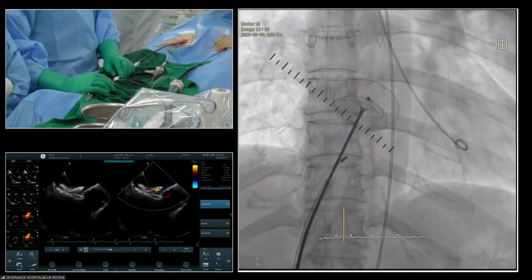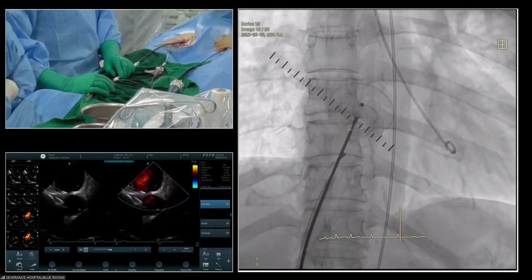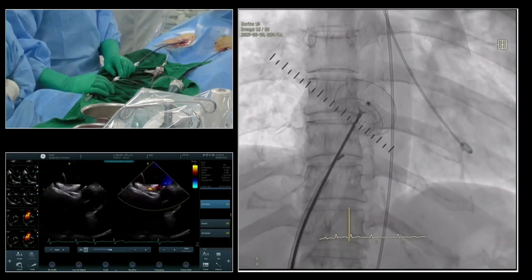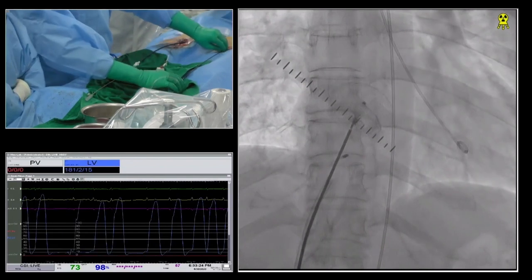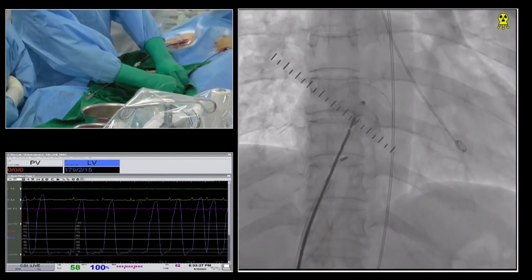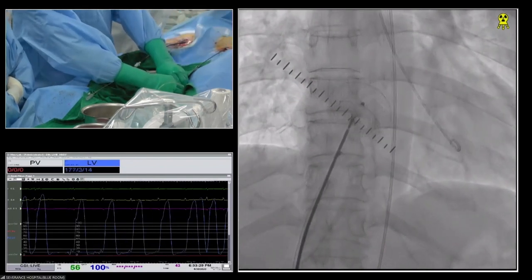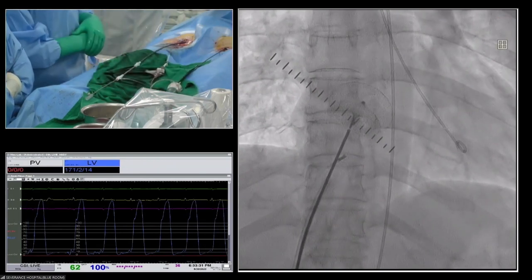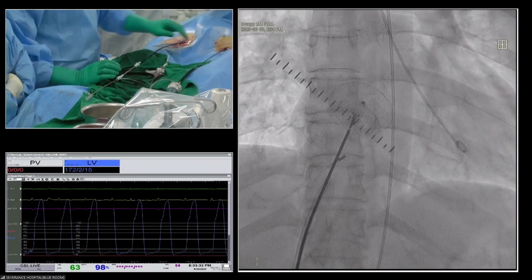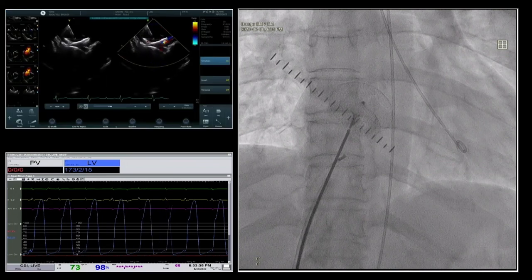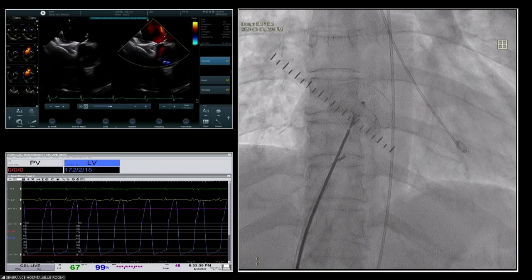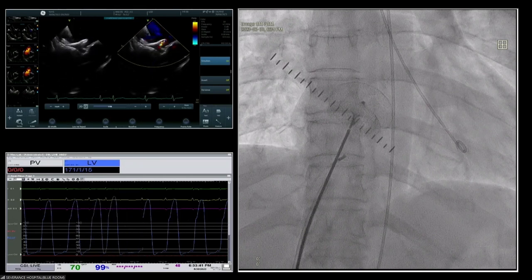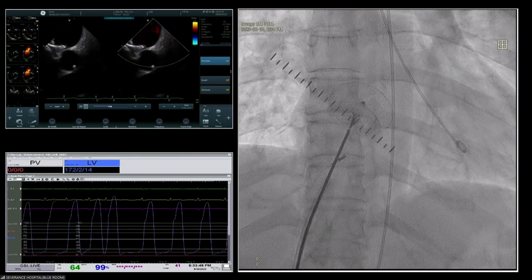And what about the LV end-diastolic pressure? Is it acceptable? Okay, I think so. Wow. What do you think, Hide? Yeah, it's so beautiful. And Peter Jatra and Peter Ebert, what do you think? To me, it looks good. Peter Ebert? With regard to the pressure, it's great. With regard to the stability of the device, I have no feeling. I don't know the device.